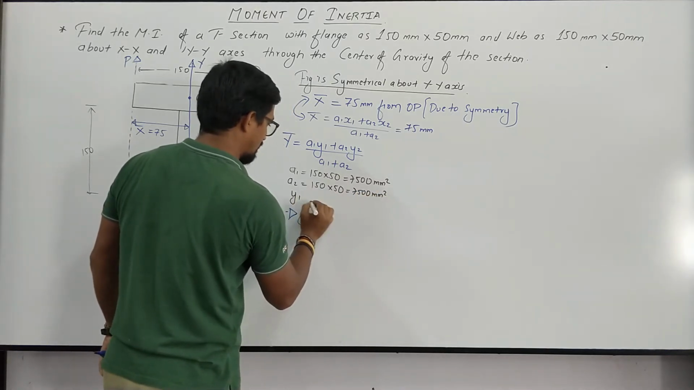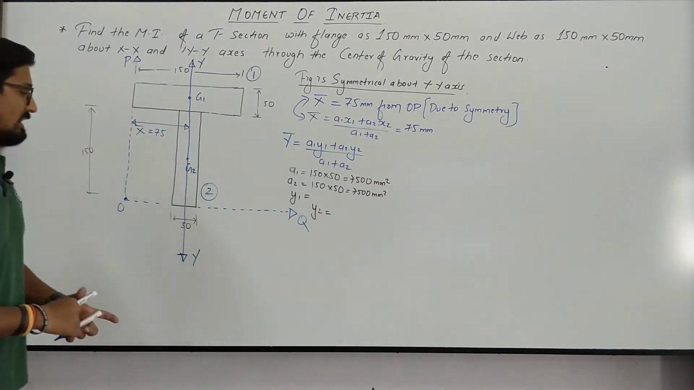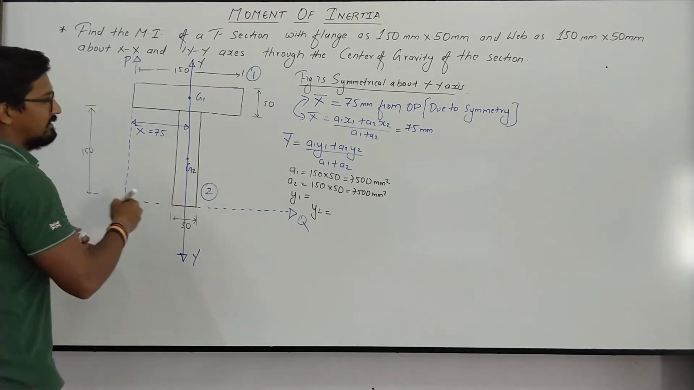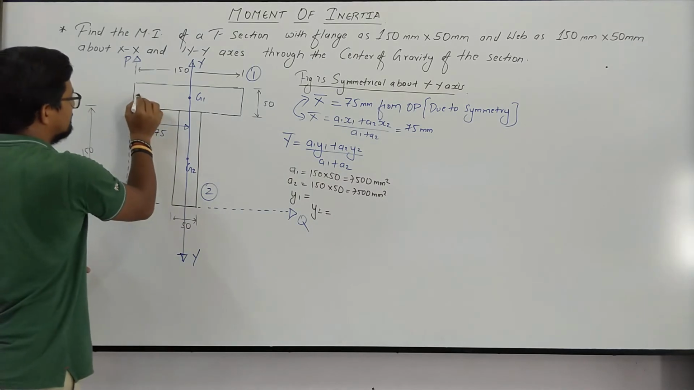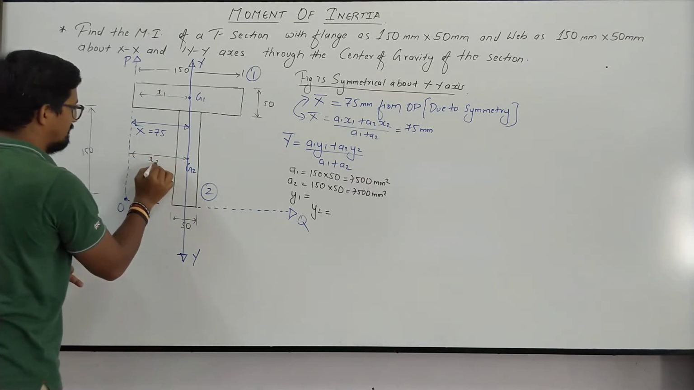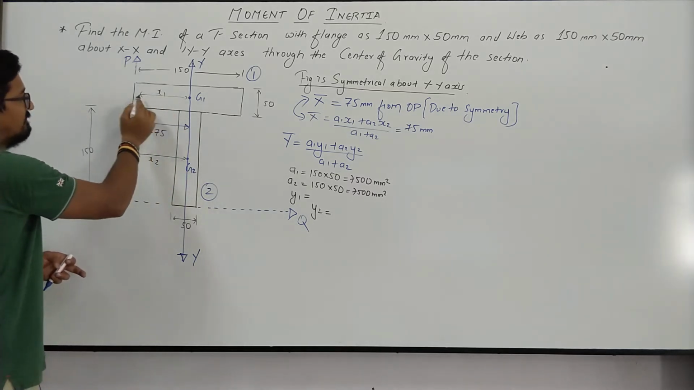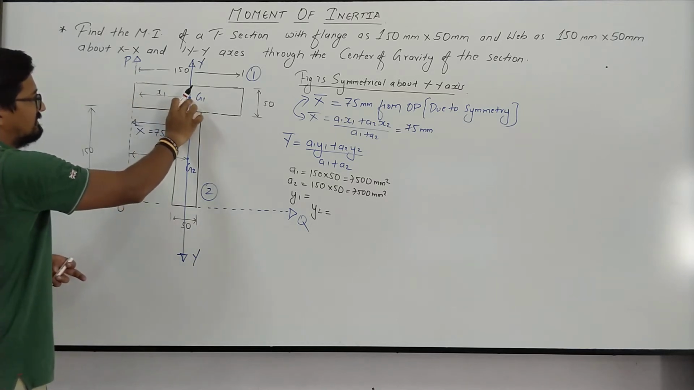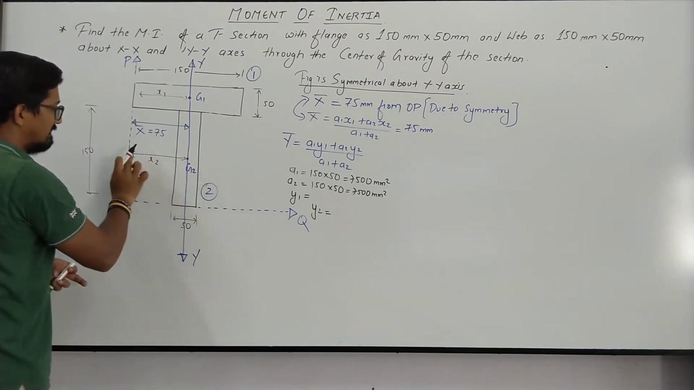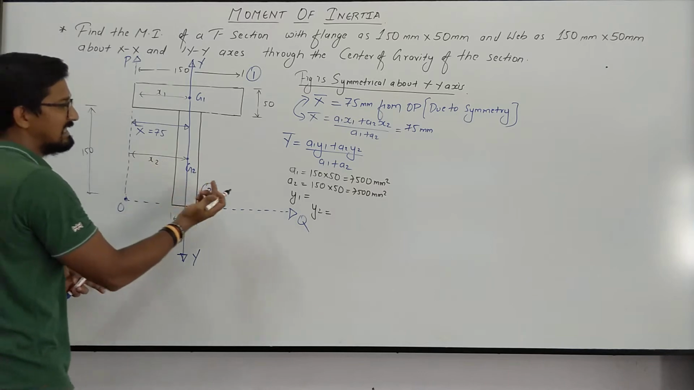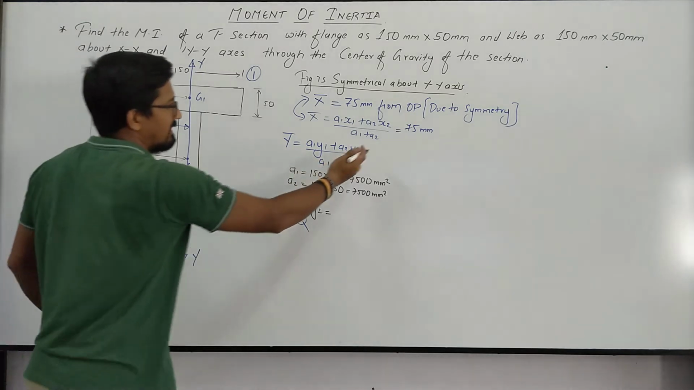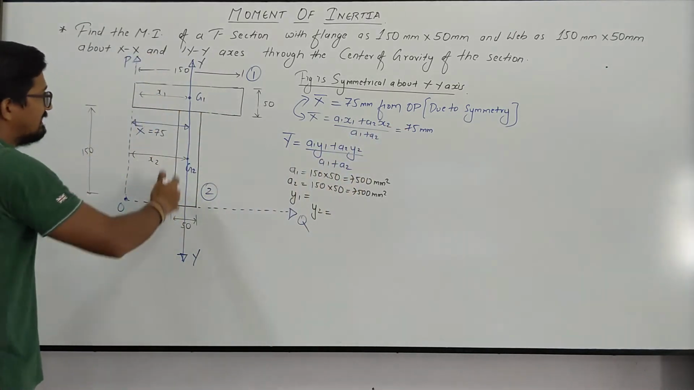Now y1 and y2 are the vertical distances. x1 and x2 were these distances. x1 and x2 were equal, because x1 is the distance of this CG from this reference axis, and x2 is the distance of this CG from this reference axis. x1 and x2 are the same, which is 150 divided by 2. That's why our x bar was coming out to be 75 mm, exactly where the y axis was passing through the center.